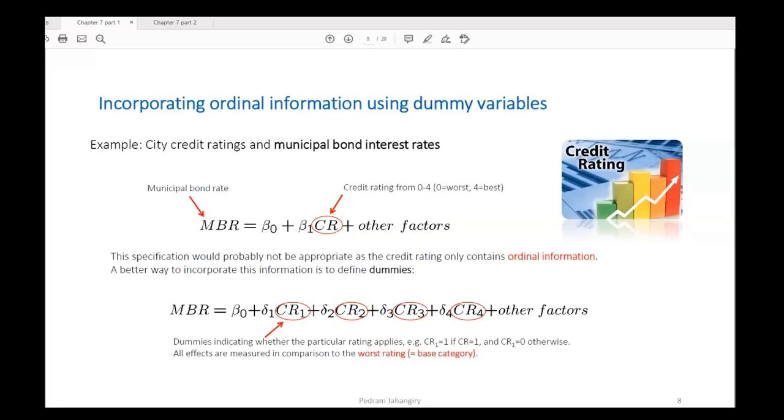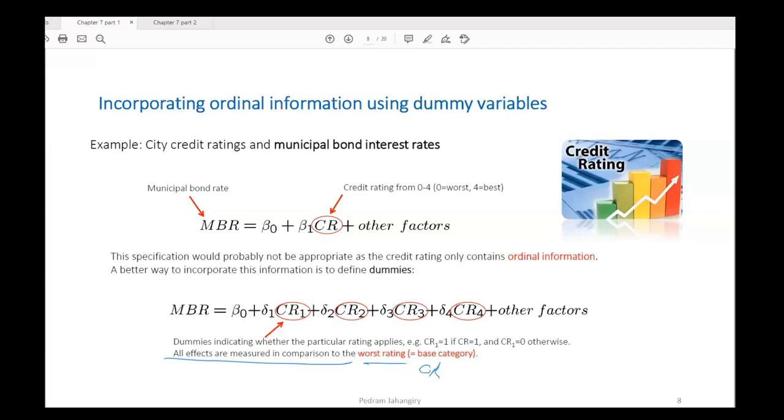So these are dummies indicating whether the particular rating applies. For example, CR1 is equal to 1, and etc. All effects are measured in comparison to our base group, which is the worst rating, which is CR equal to 0. Okay, so this was another example.